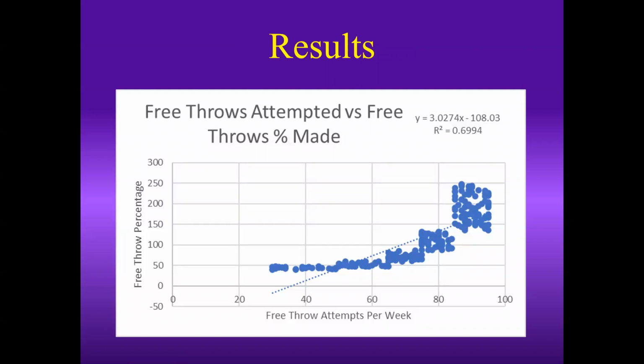So, what were the results? Well, after running a correlation, we see that there is a strong correlation between free throw attempts and free throw percentage. So, from that, we can see that the more free throws you shoot, the higher your free throw percentage gets. And we can talk later about why this is, in particular for this scenario.